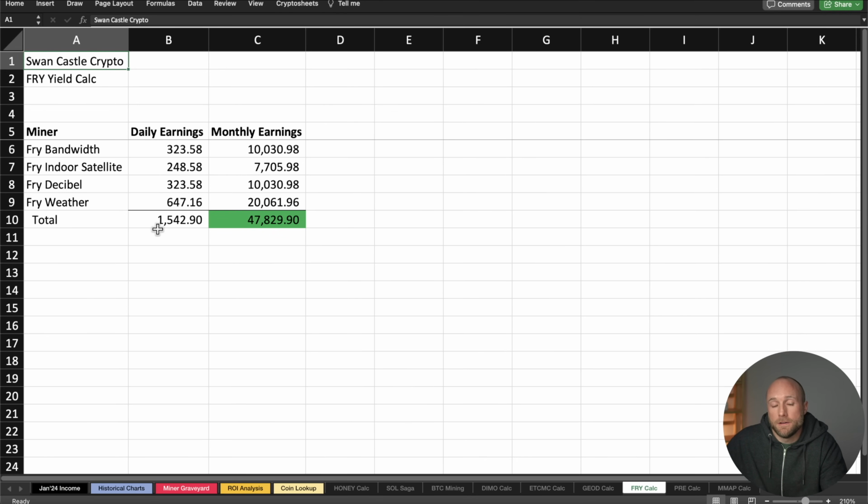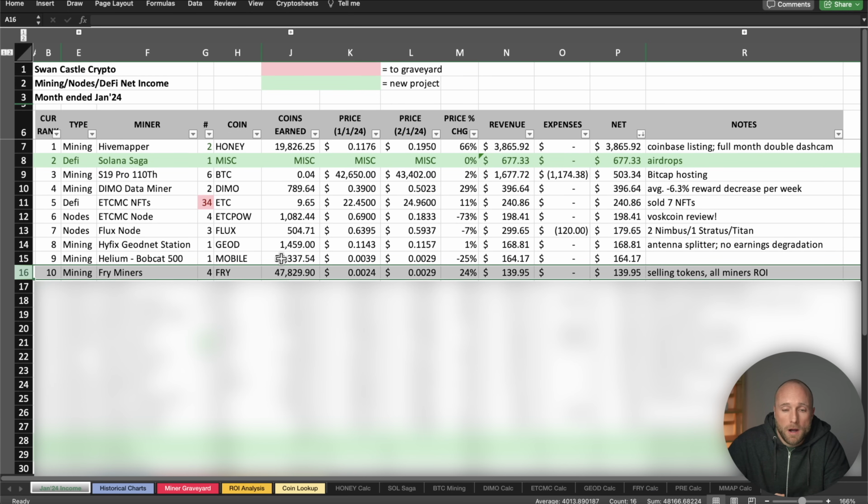So you're looking at 1,500 Fry tokens per day or about 48,000 Fry tokens per month. I've ROI'd on all these devices so far, and right now they're still contributing a decent amount every month, about $140 between all four of them. And we also saw a nice increase in the Fry token price this month, up 24% for the month.